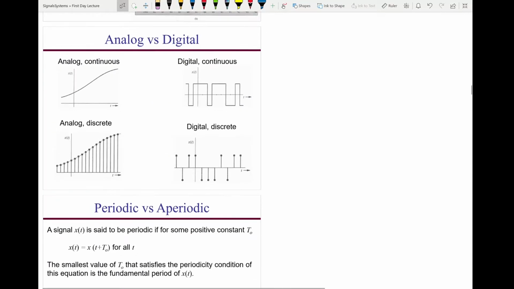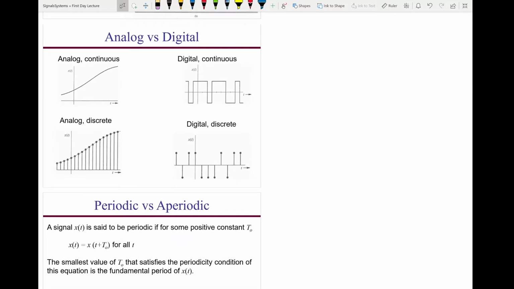Now, analog versus digital signal. Digital means it's discrete on the time domain and also the amplitude has only two possible values, either 0 or 1. So when I say analog continuous, that means the time is continuous. Analog means the amplitude has all possible values. When we say analog discrete, that means the signal is discrete in the time domain, but the amplitude can have any value. Now, when we say digital, that means the amplitude will have only two possible values.